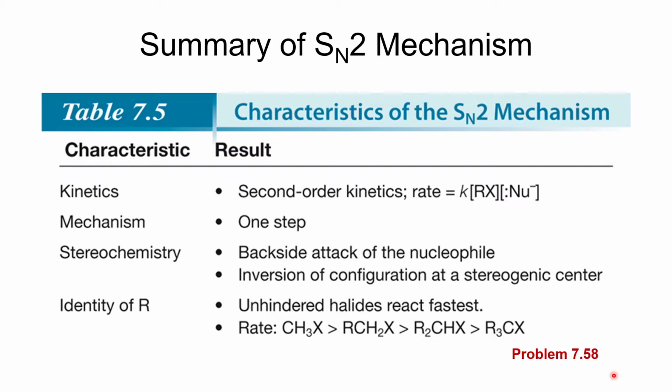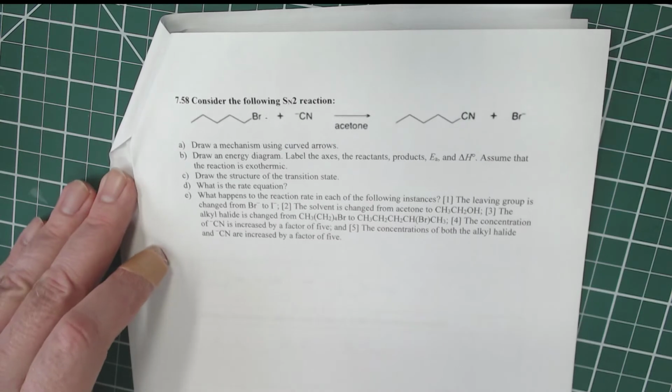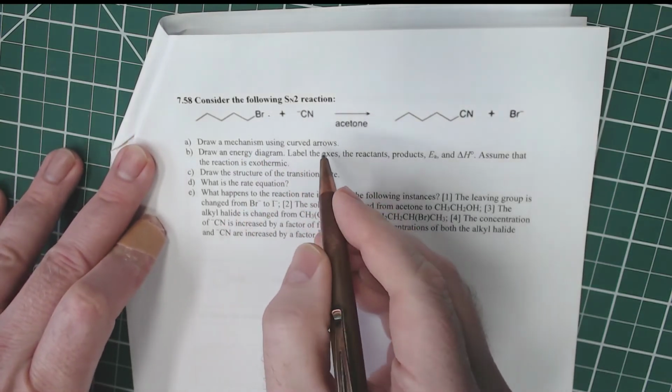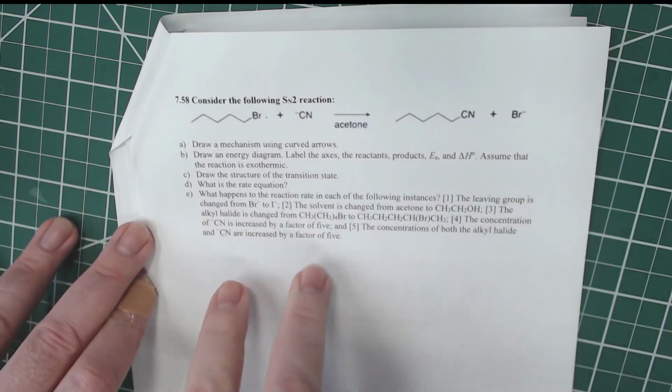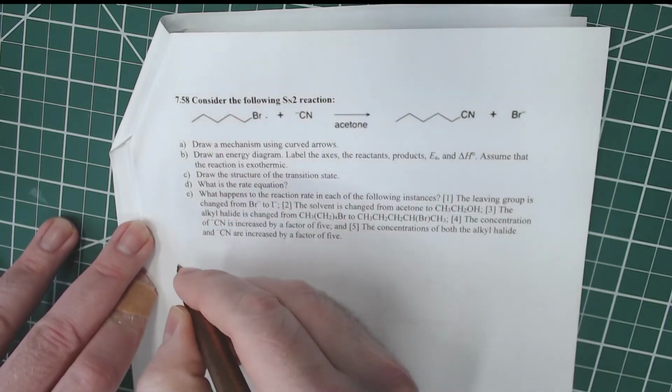So let's look at number 58. Here you're going to have to go back one page to look at number 58. All right. So first thing here, we want to draw the mechanism using the curved arrows. Since it's a one-step reaction, we will have to have 2 arrows in that first part.